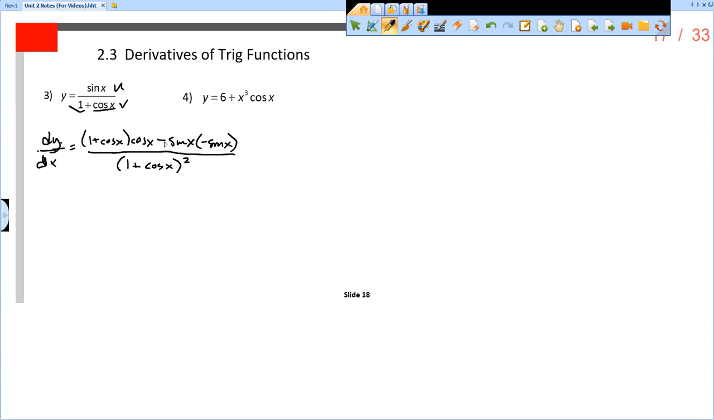Now I'm going to simplify a little bit. I've got 1 plus cosine times cosine, so I'm going to distribute the cosine, and I get cosine x plus cosine squared x. Then I have a minus sign times a minus sign, so that becomes a plus sine squared x, all divided by 1 plus cosine x quantity squared. Another thing to remember, cosine squared plus sine squared is the Pythagorean identity, and that is equal to 1.